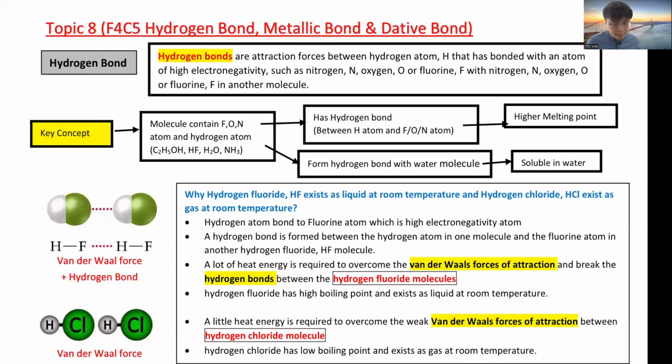So let's go to topic 8. Topic 8 is about Form 4 Chapter 5: hydrogen bond, metallic bond, and dative bond. So for hydrogen bond, it's a bond formed when the hydrogen is bonded to a high electronegativity atom, which is nitrogen, oxygen, or fluorine. So technically, if the H is connected to F, O, or N, one of the members here, you're able to form hydrogen bond.